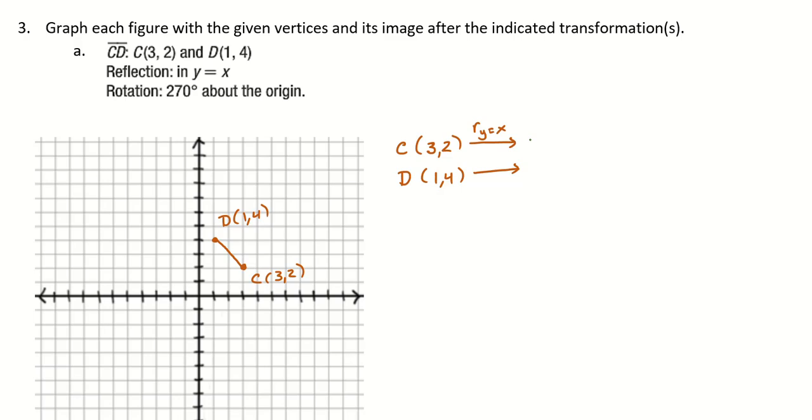We could call it C prime, and I really have no issue with that. But all we have to do is graph each figure and the image. So the C prime will never show up on our graph, but that's okay. So X and Y just switch places. So we get 2, 3, and D prime looks like it should be 4, 1.